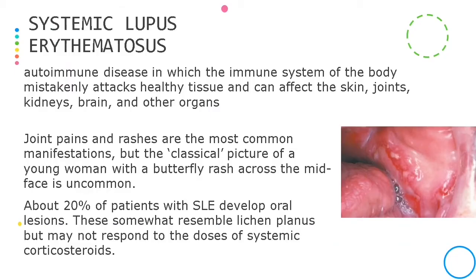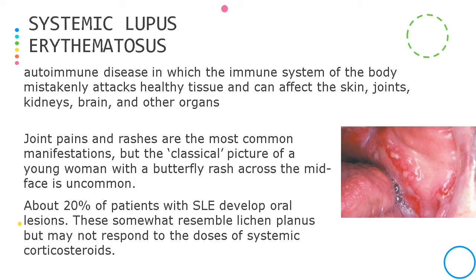The second disease is systemic lupus erythematosus. It is an autoimmune disease in which the immune system of the body mistakenly attacks healthy tissue and can affect the skin, joints, kidneys, brain, and other organs. Joint pains and rashes are the most common manifestations, but the classical picture of young women with a butterfly rash across the mid-face is uncommon.